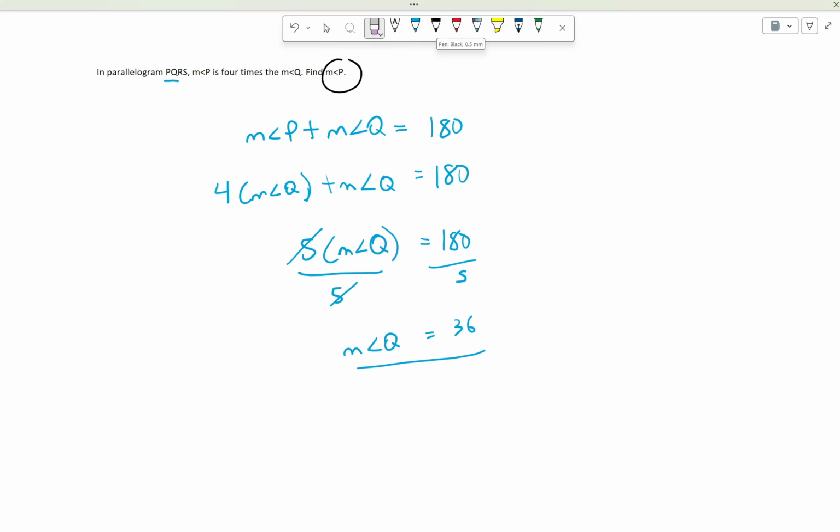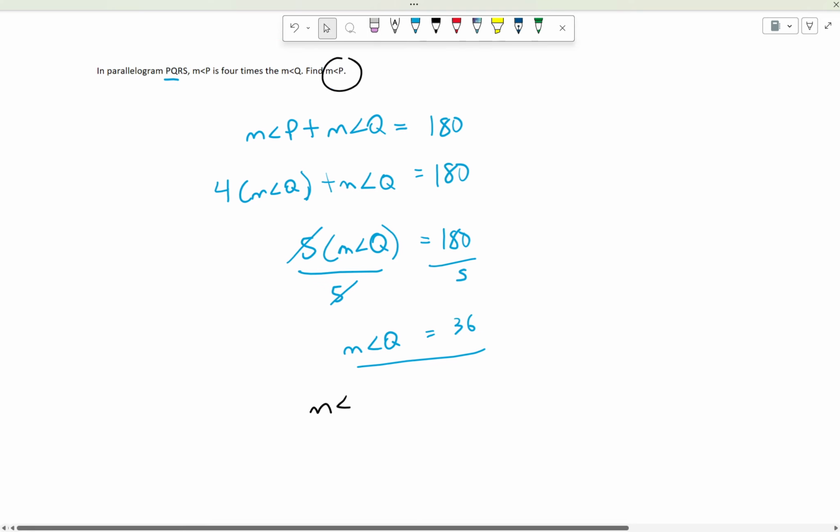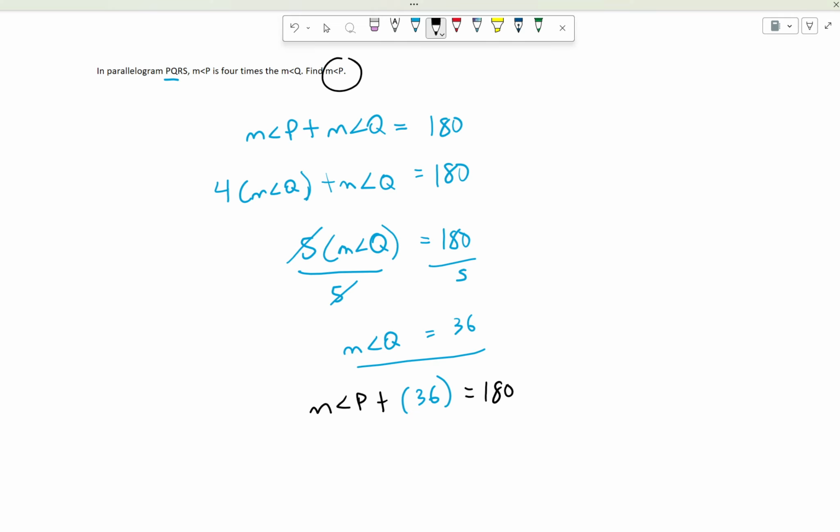All right? So, remember, the measure of angle P plus, in this case, 36, which is the measure of angle Q, is equal to 180. We just subtract 36 from both sides, which will give us 144 for the measure of angle P.